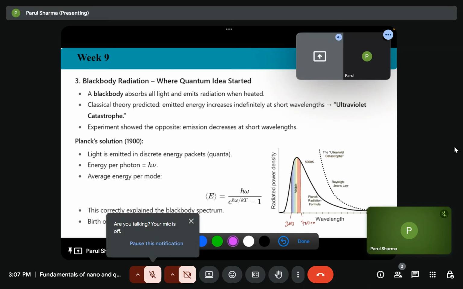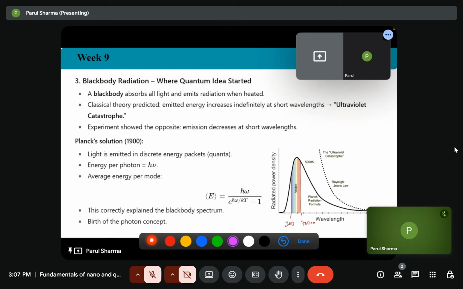So how did the origin of quantum start? Black body radiation is where the quantum idea started. A black body is one that absorbs all light and emits radiation later.